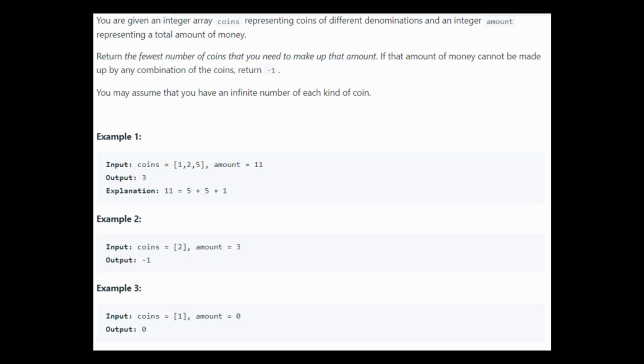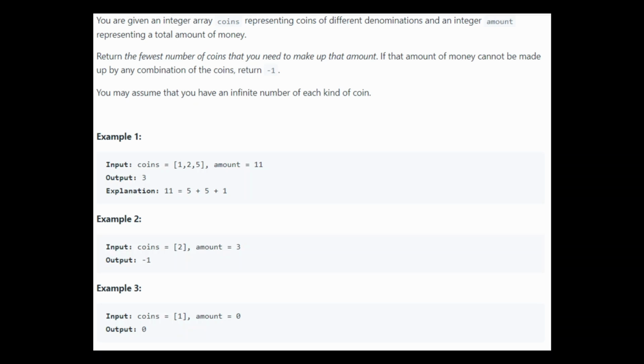If the amount of money cannot be made up by any combination of these coins, return -1. You may assume that you have an infinite number of each kind of coin. That means we can repeat the coins. We can repeat a single coin. We can take the coin as many times as we want.